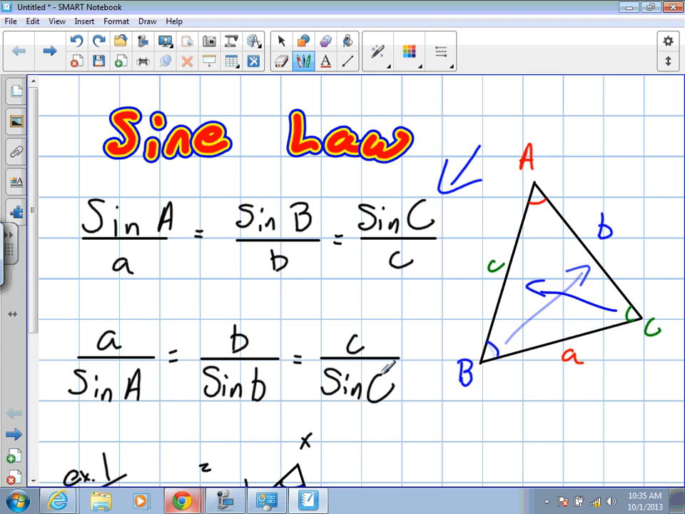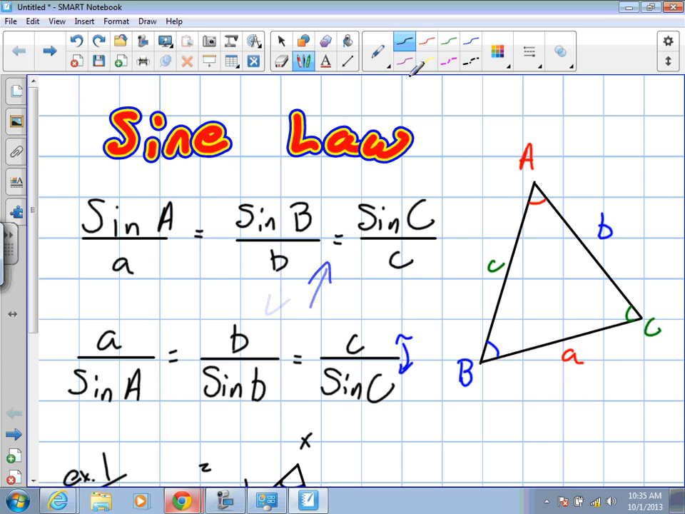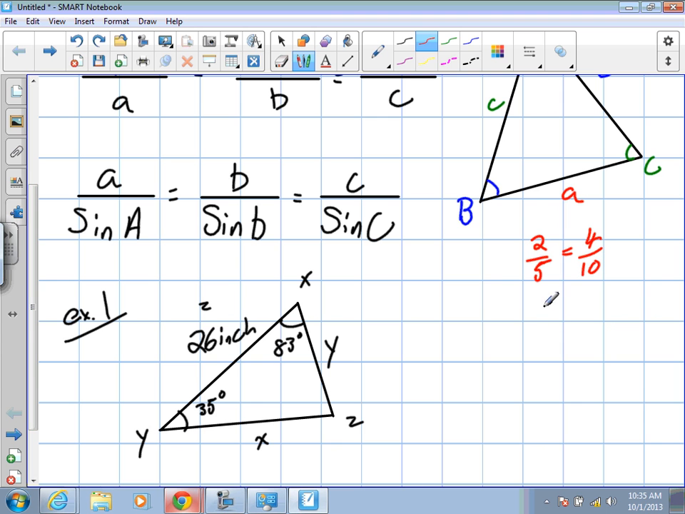Okay? This is the exact same formula as the above. It's just been inverted. Okay? And I can show you a quick fraction rule for why that works. Imagine we had the fraction 2 over 5 is equal to 4 over 10. That is right. 2 over 5 is equal to 4 over 10. Okay? What if I inverted it? 5 over 2 is equal to 10 over 4.